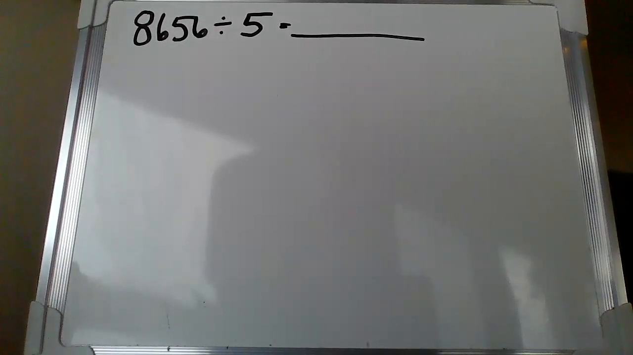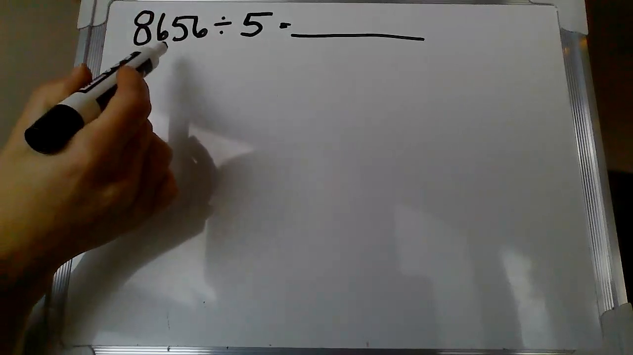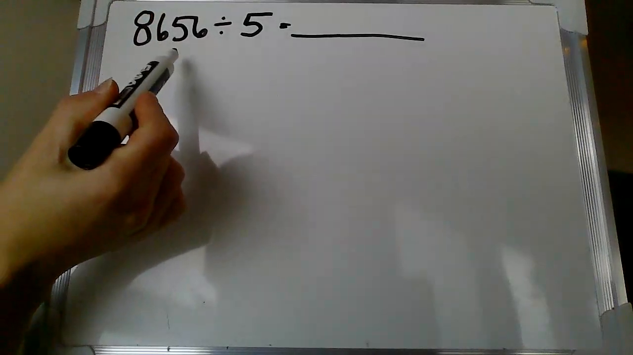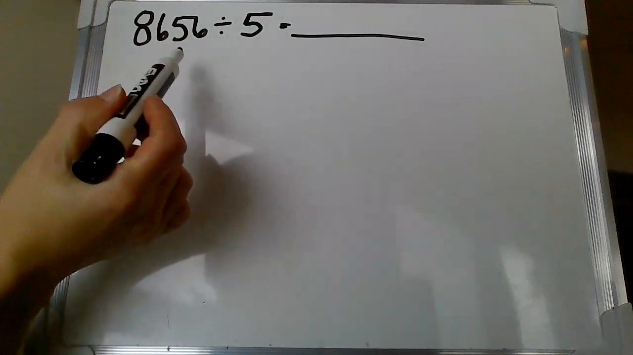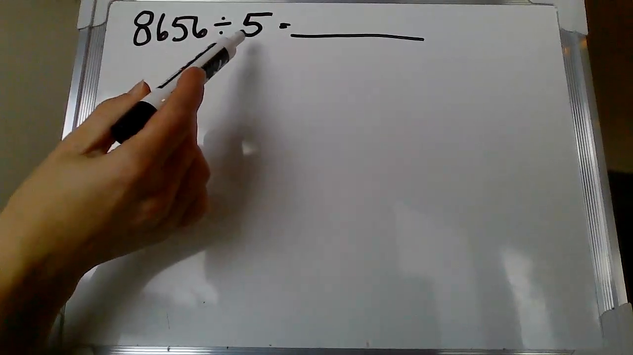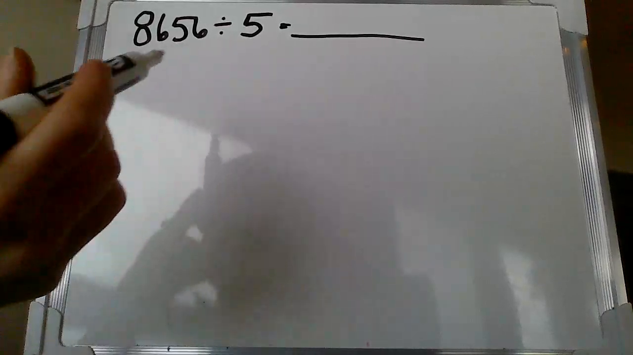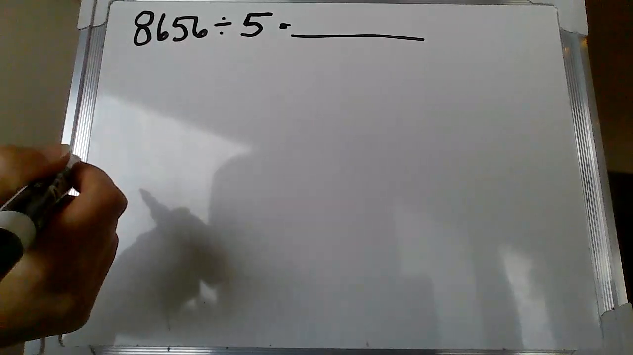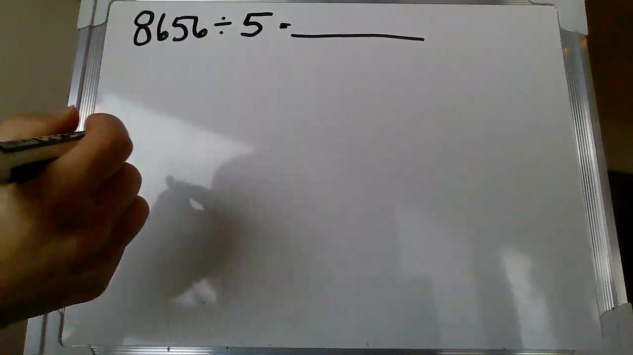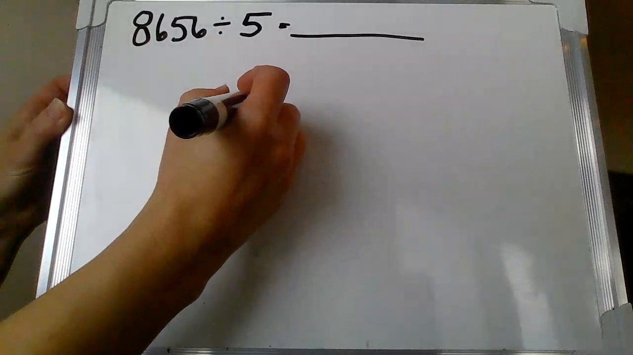Okay, so our first problem is 8,656 divided by 5. Remember, this is our dividend. This is the larger number that we're going to be separating into equal groups. This is our divisor. This tells us how many groups we want to divide it into. So remember, when we're doing box method, we want to write out the dividend with a bunch of spaces in between them.